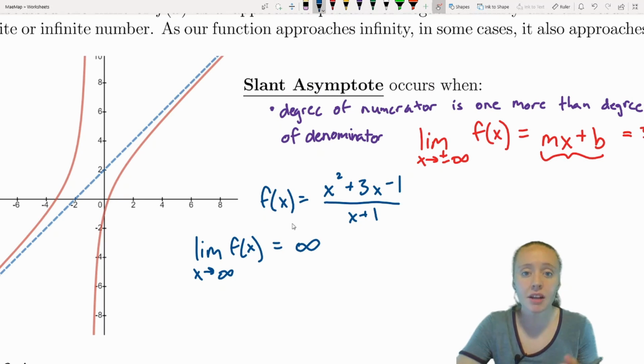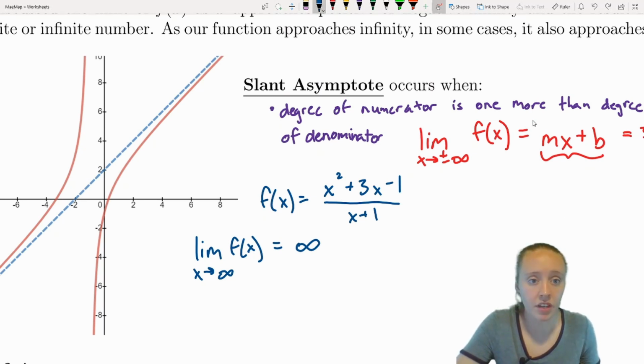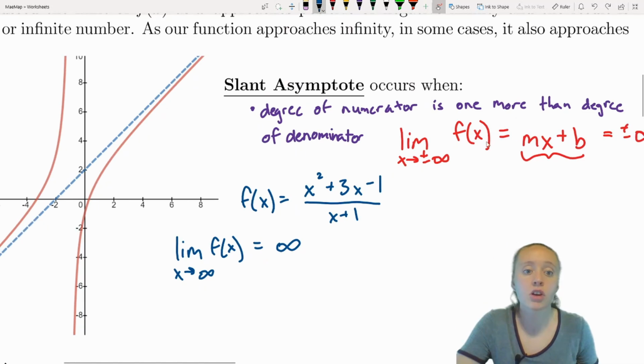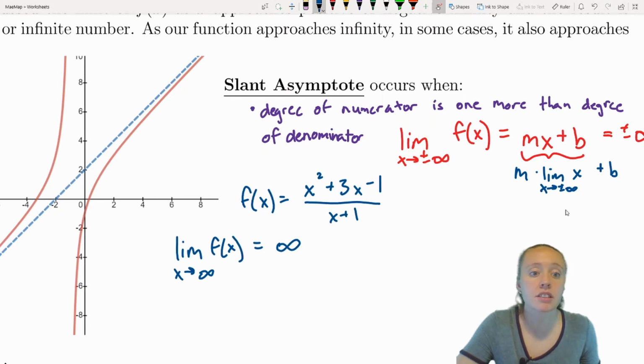So that's the limit, but I want to figure out that slant asymptote. What is that mx plus b that we're tracking? And again, we're still taking the limit of that mx plus b, so it might even be better to write this as m times the limit of x as x goes towards either positive or negative infinity plus some constant b.